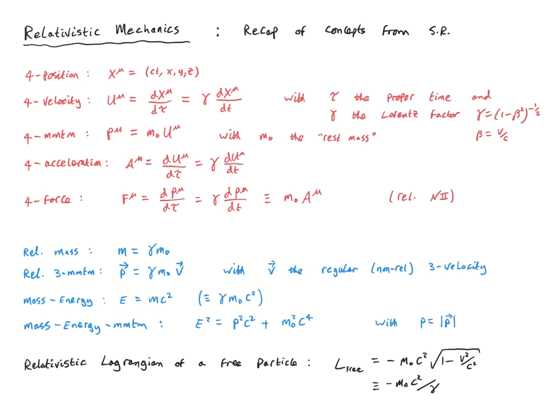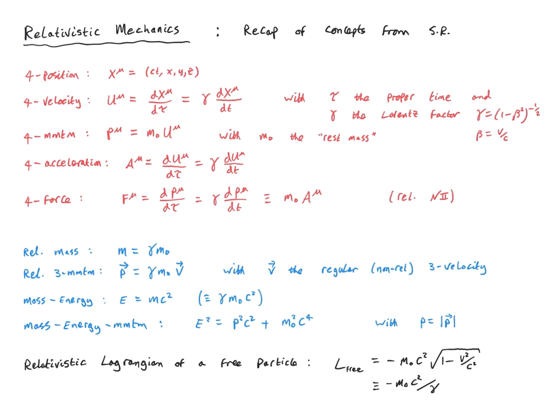So we can take the proper time derivative of the four position to obtain the four velocity, and we can write that in terms of the coordinate time, d by dt, when we introduce this Lorentz factor gamma here. The Lorentz factor gamma is given by 1 over the square root of 1 minus beta squared, where beta itself is the velocity of the particle in units of the speed of light, v over c.